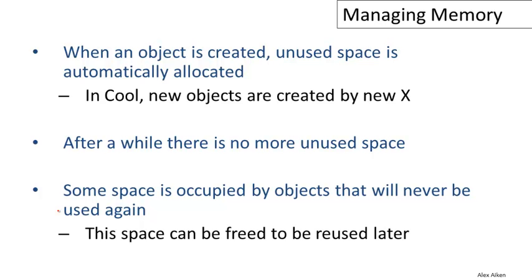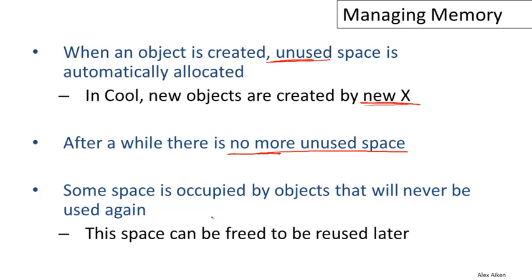The basic strategy in automatic memory management is pretty simple. When we allocate a new object, the runtime system will find some unused space for that object and allocate it. So whenever you say new of some class name in Cool, some previously unused memory is automatically allocated by the system for that object. If you keep doing this over and over again, after a while you're going to run out of space. Eventually, there is no more unused space left for additional objects. At that point, you have to reclaim some of the space in order to allocate more objects.